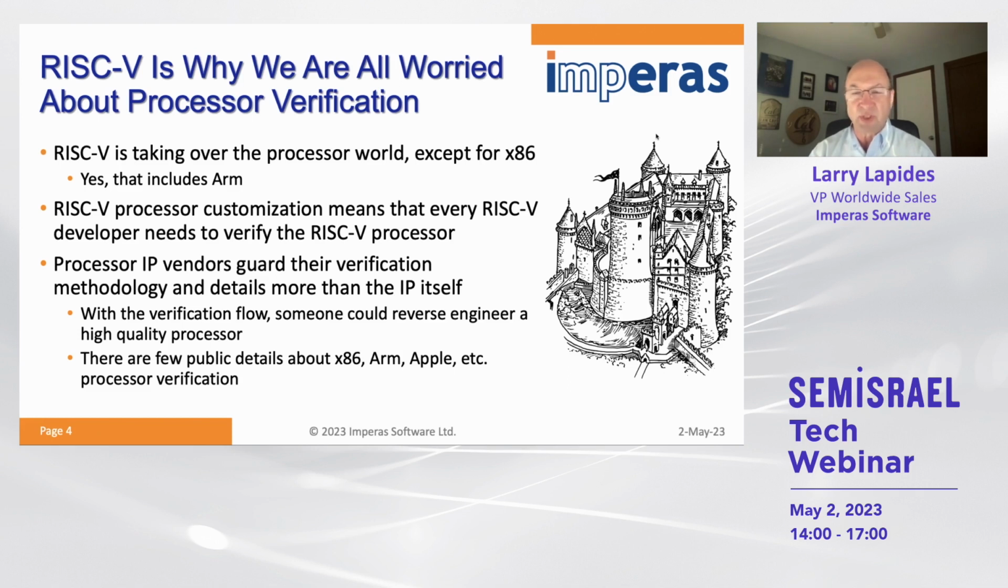RISC-V processor customization means that every RISC-V developer needs to verify the RISC-V processor because every RISC-V processor has some customization. But the RISC-V processor IP vendors guard their verification methodology and details more than the IP itself. They put this behind the castle walls or the fortress walls because with the verification flow, someone could reverse engineer a high quality processor. So there are few public details about x86 or ARM or Apple, et cetera, processor verification.